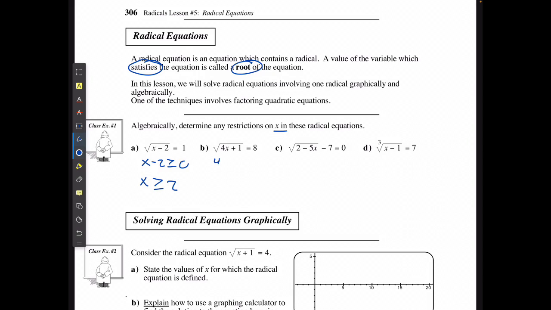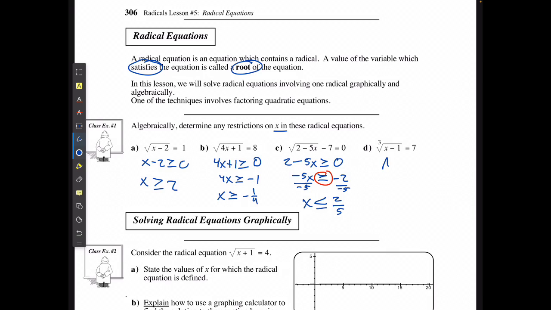In the second case, 4x plus 1 has to be greater than or equal to 0, which means 4x is going to be greater than or equal to negative 1. And when I divide by 4, x is going to be greater than or equal to negative 1 over 4. I wasn't dividing by a negative, so the sign stays in the same direction. In this case, 2 minus 5x has to be greater than or equal to 0, which means negative 5x has to be greater than or equal to negative 2. And when I divide by negative 5, remember to flip the direction of the sign, which means that x is going to be less than or equal to 2 over 5. In the last case, there's no restrictions.